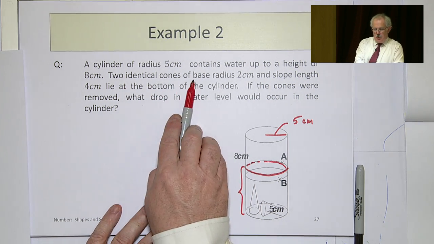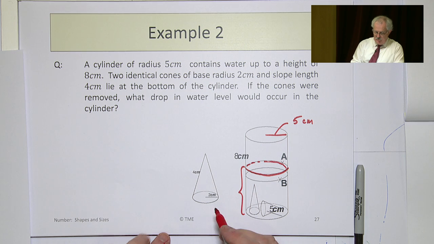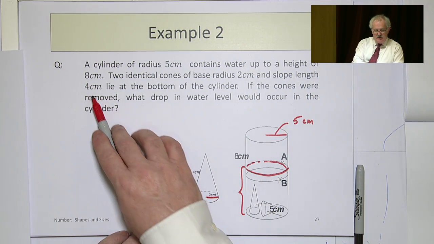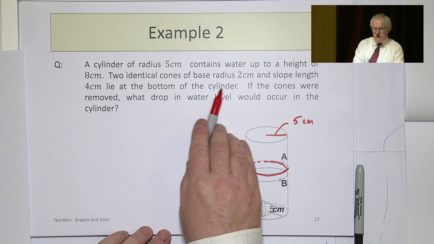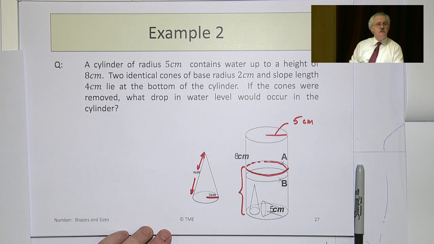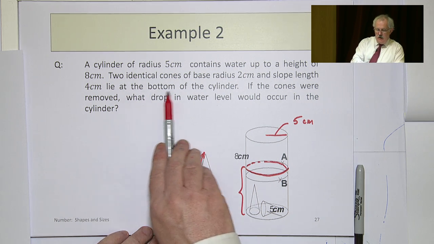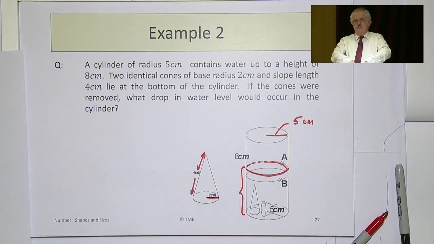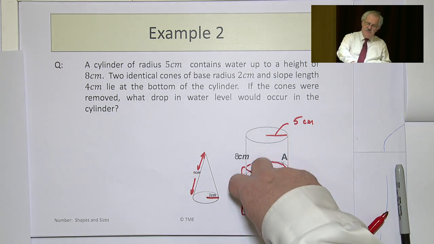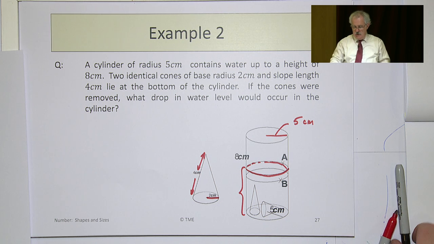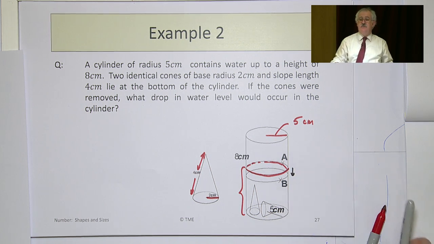2 identical cones of base radius 2, these are the small cones here, and slope length 4 lie at the bottom of the cylinder. Slope length now, that's an important observation. If the cones, now you can see the cones are at the bottom like junk at the bottom of a tank or something like that. If we take those 2 cones out, just fish them out, what will happen to the level of the water? It'll come down. And we're asked to find out how much will it fall.